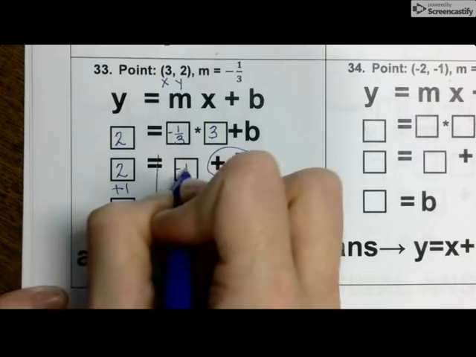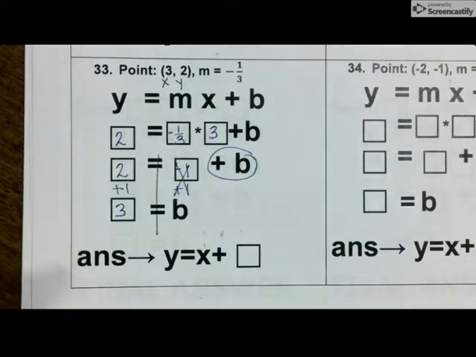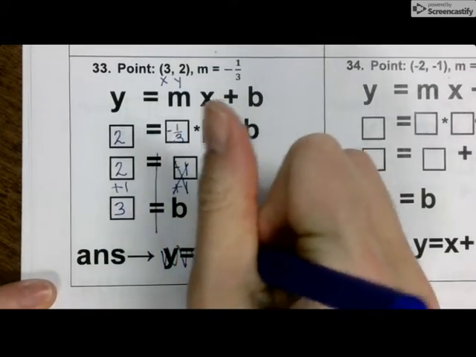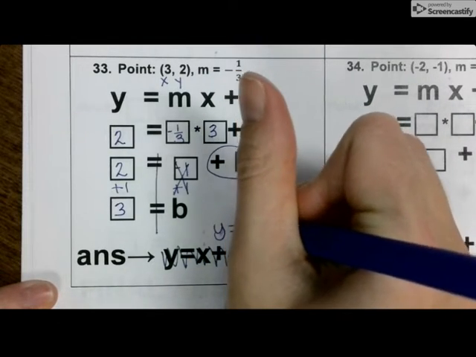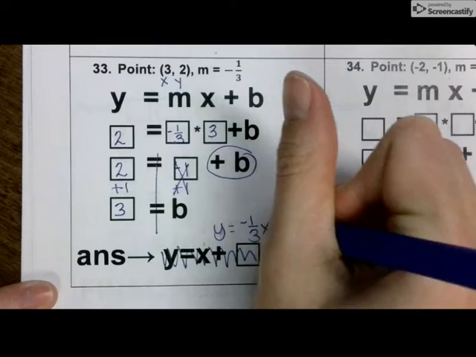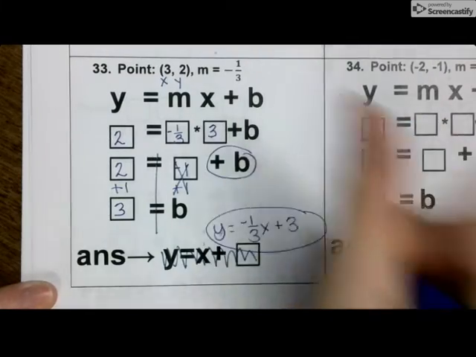That gives me 3. That cancels out. So I'm going to have y equals, in place of m, I will have -1/3 x, and in place of b, I will have 3.